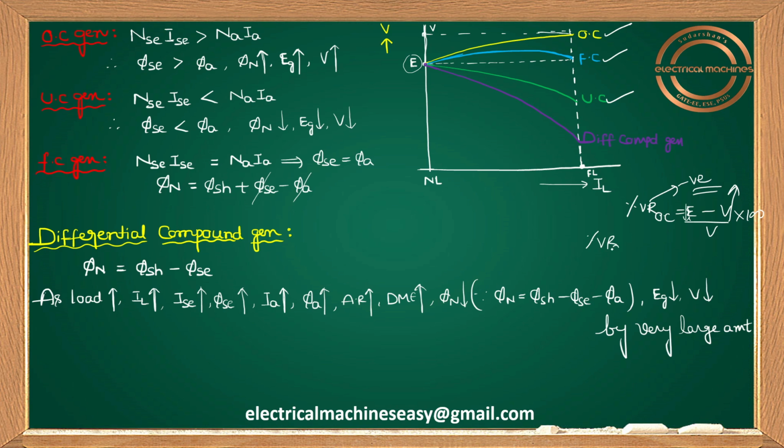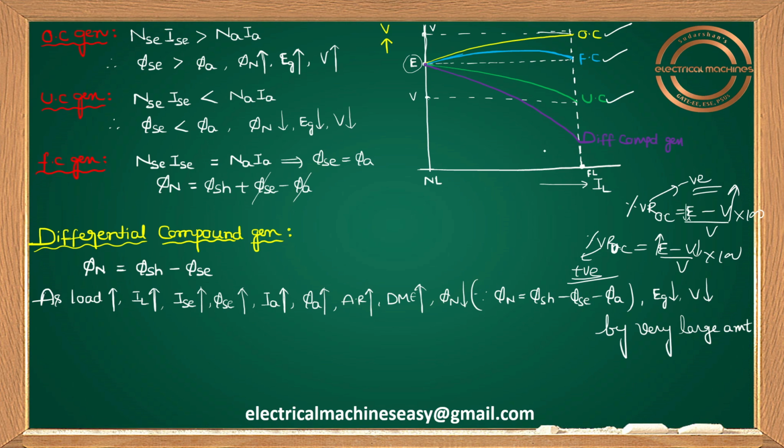For under compound, just like shunt generator and separate generator, percentage voltage regulation is no load voltage E minus full load voltage V, divided by V, into 100. What is the full load voltage for under compound? I can take it as V. Obviously your full load voltage is less than no load voltage, so V is less than E. So obviously the percentage voltage regulation for under compound, it's not over compound, is positive. And what about the flat compound generator?